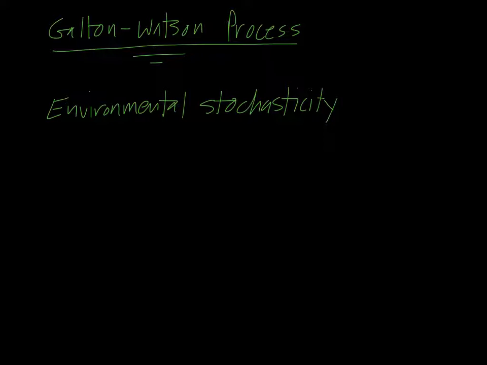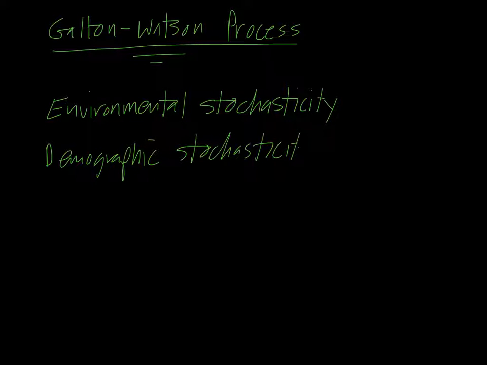But there's another type of stochasticity, and that's what the Galton-Watson process models, which is demographic stochasticity. And this is the stochasticity that affects otherwise identical individuals differently through individual variability. So you have, for example, identical twins, and of course their lives are not identical. They generally don't have children at the exact same time. They generally don't die at the exact same time. They might not even grow to be the same size, and so forth.